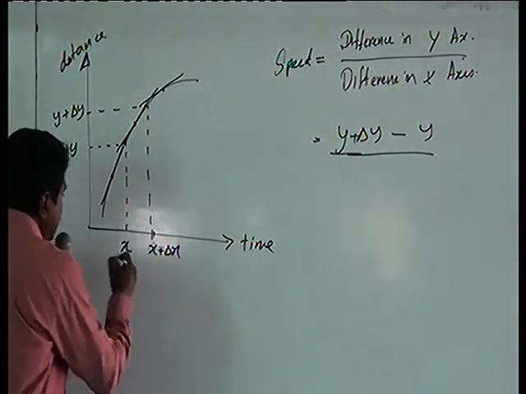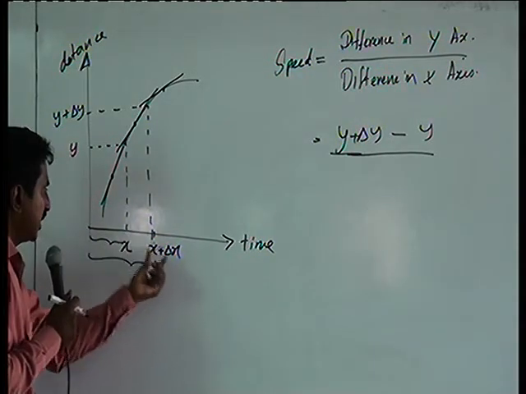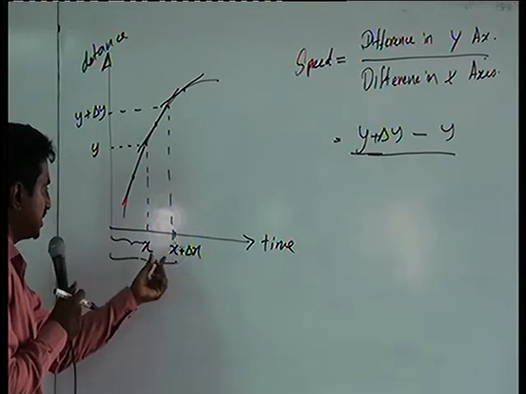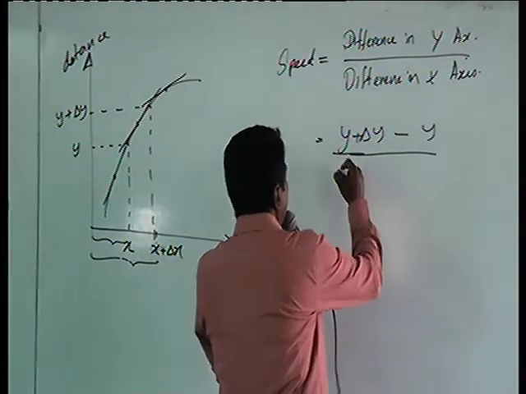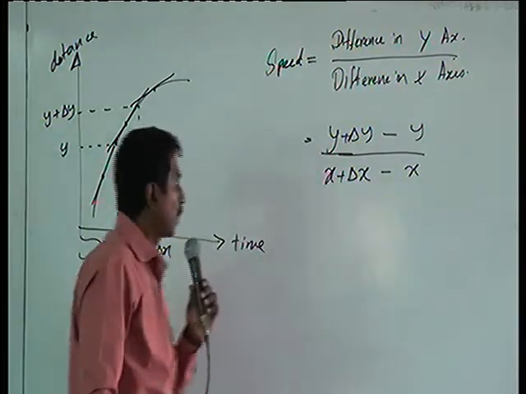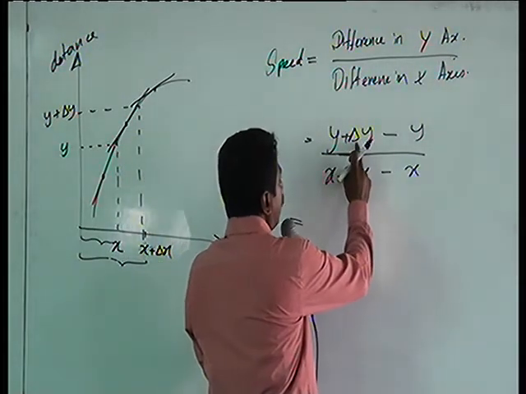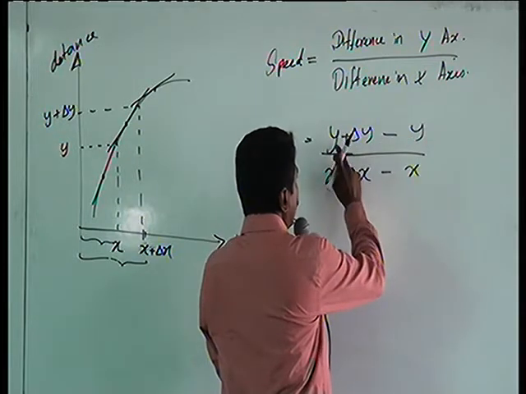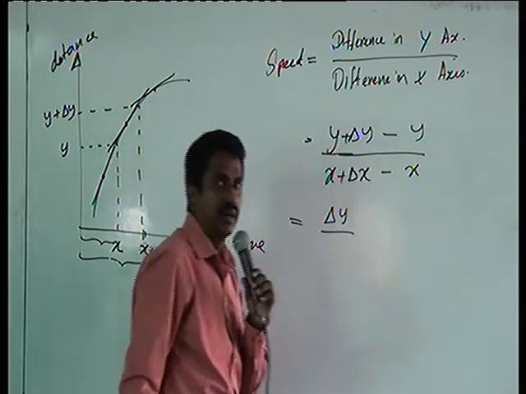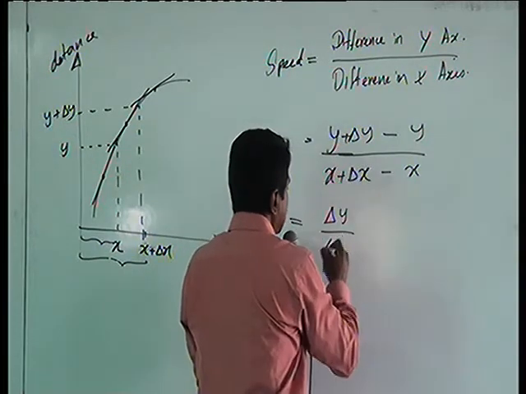So what is the difference in x? Here to here is x, here to here is x plus delta x. What is this difference? x plus delta x minus x. So we write here x plus delta x minus x. Now we can simplify y plus delta y minus y: the y and y cancel. The answer is delta y divided by x plus delta x minus x, so that is delta x.